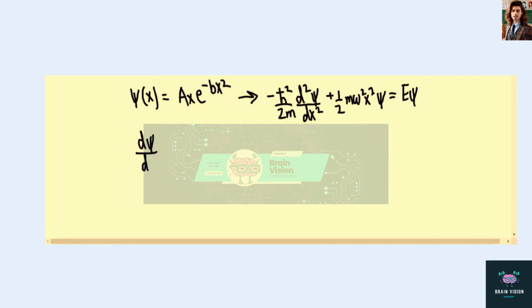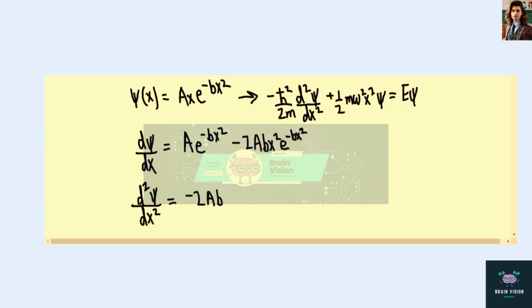Taking the first derivative gives us a derivative with two terms because we had x times the exponential function. Next, we take the second derivative and we obtain a second derivative with three terms.